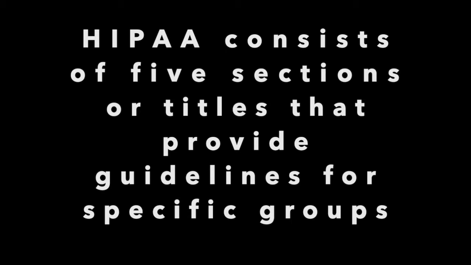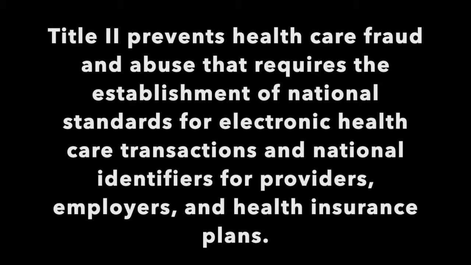HIPAA consists of 5 sections or titles that provide guidelines for specific groups. Title I protects health insurance coverage for workers and their families that change or lose their jobs, as well as limits the ability to deny coverage due to a pre-existing condition. Title II prevents healthcare fraud and abuse that requires the establishment of national standards for electronic healthcare transactions and national identifiers for providers, employers, and health insurance plans.